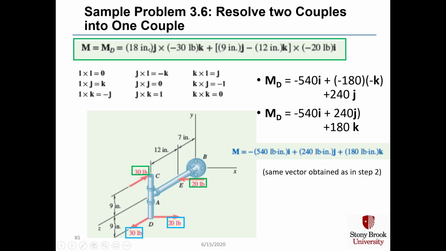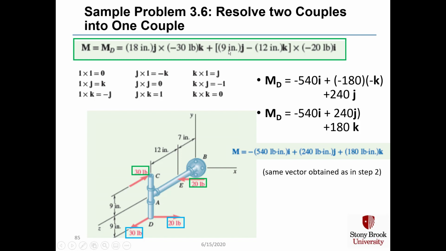We find that the 18 inches in J crossed with the minus 30 pounds in K will be a minus 540 times I because J cross K is equal to I. So there's our first term, minus 540 in I.